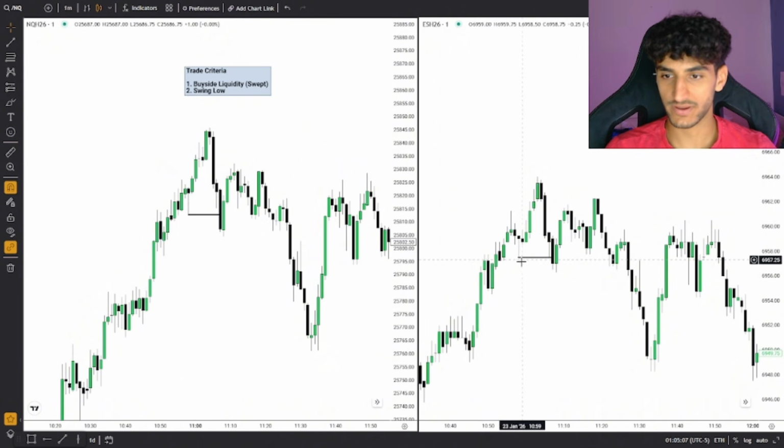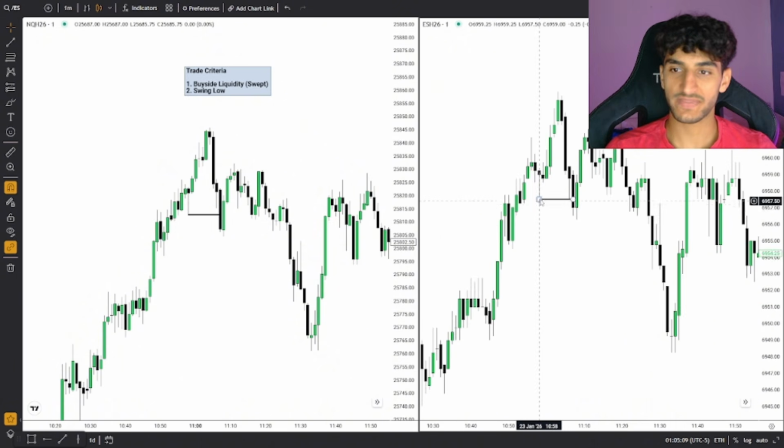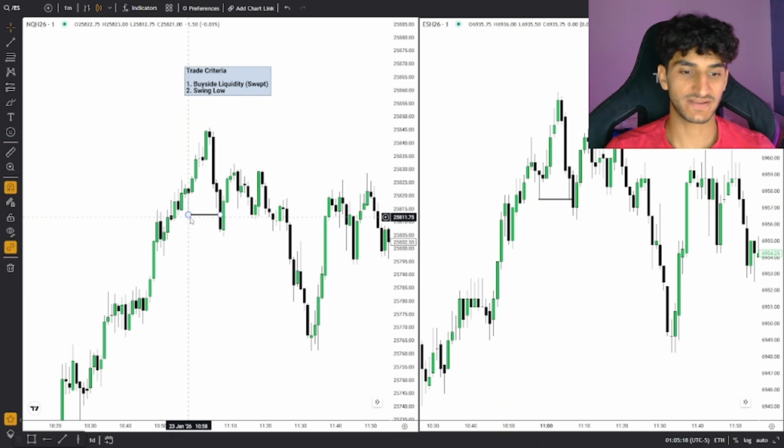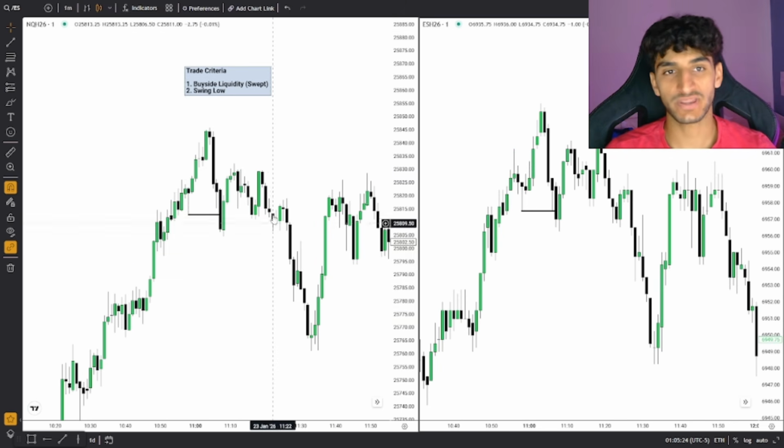So coming back to the swing lows, as we said, we get one right here on NQ and one right here on S&P, both at the exact same time. Now they don't always have to be at the exact same time. This swing low could be at 10:59. This swing low could be at 10:58, but as long as we do get a swing low around that time on both assets, then I'm happy to look for a trade.